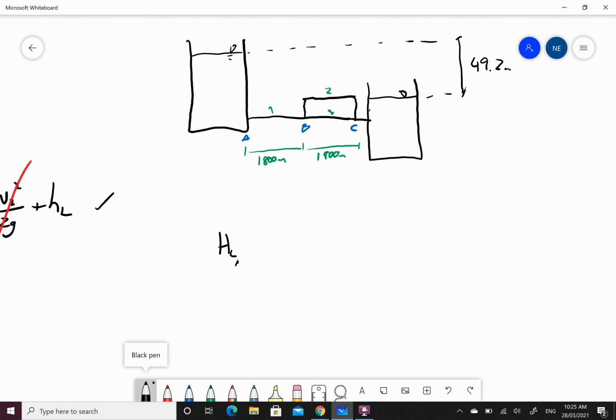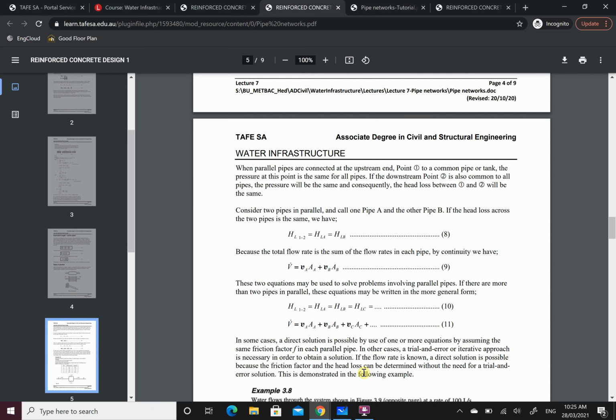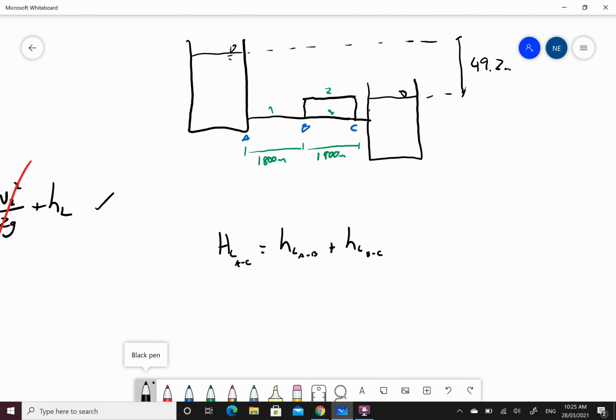Head loss from A to C is the head loss from A to B plus the head loss from B to C. Again, coming back to this formula in here, from 1 to 2, head loss in A is equal to head loss in B. So we can just add them together for our pipes in series.